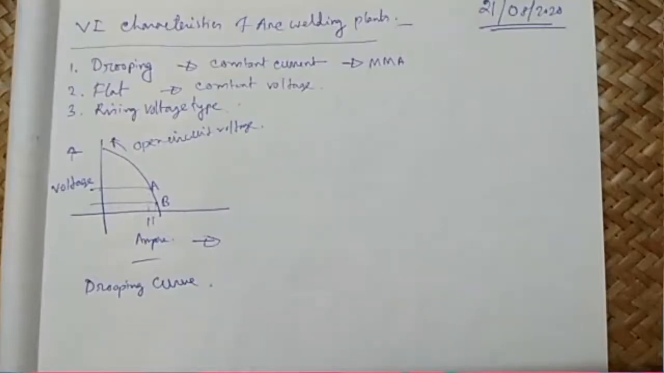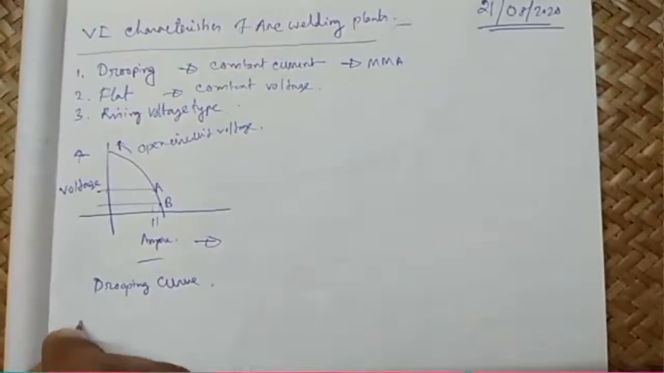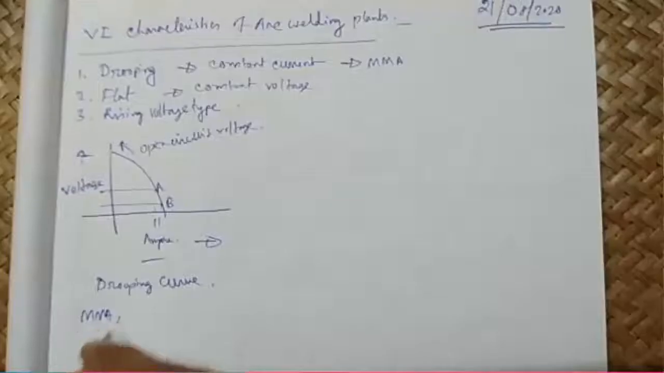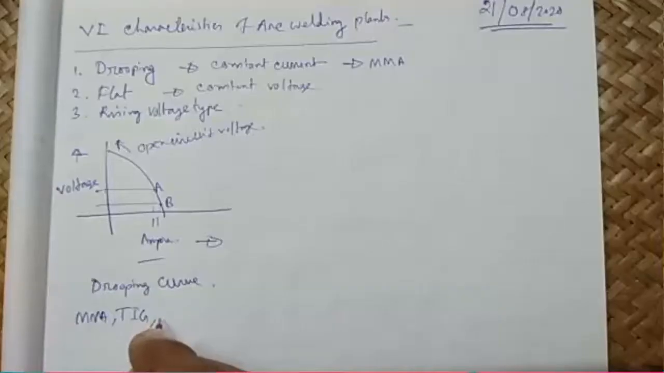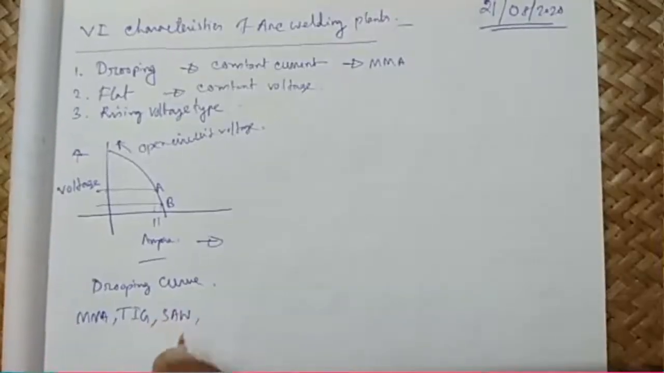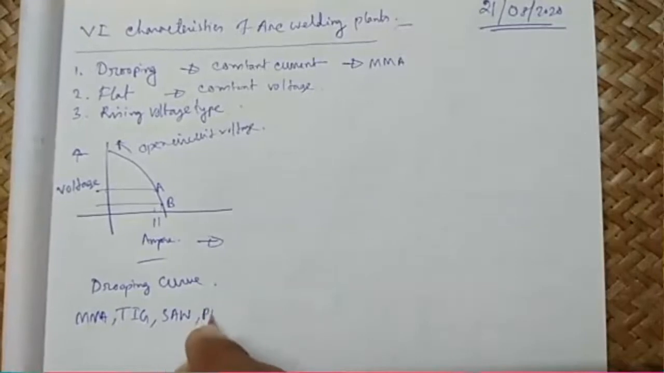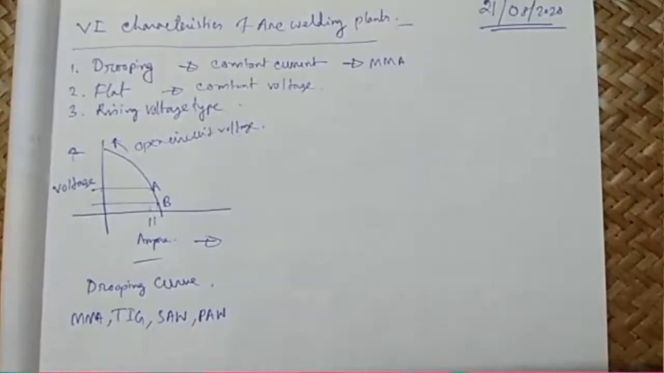Now this type of characteristics is used in MMA welding, in TIG welding, in submerged arc welding, and also plasma arc welding. So this is used in MMA, TIG, submerged arc welding, as well as plasma arc welding.